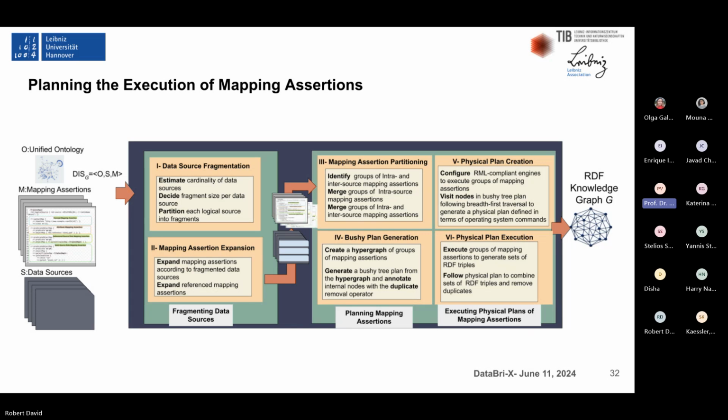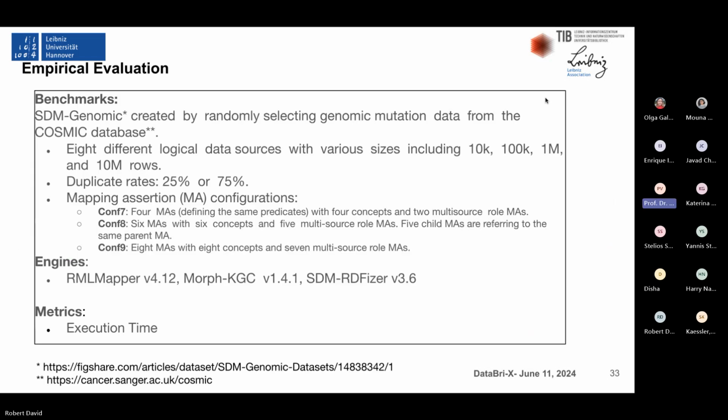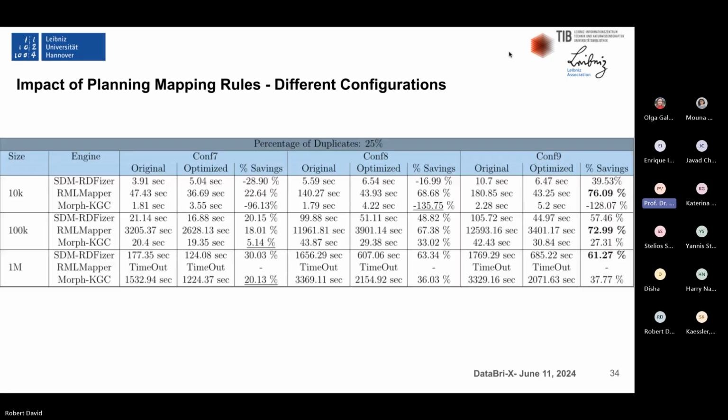So please go next. And you will see, next please. Okay, that we have also evaluated in the state-of-the-art benchmarks. Go next. And what we can observe is that we are comparing the SDMR devicer, the RML mapper, and the more KGC.